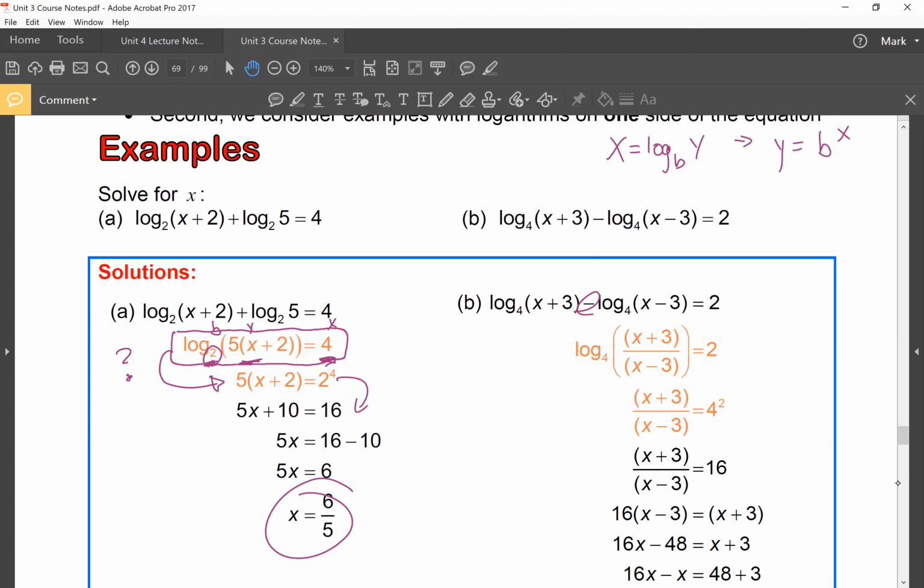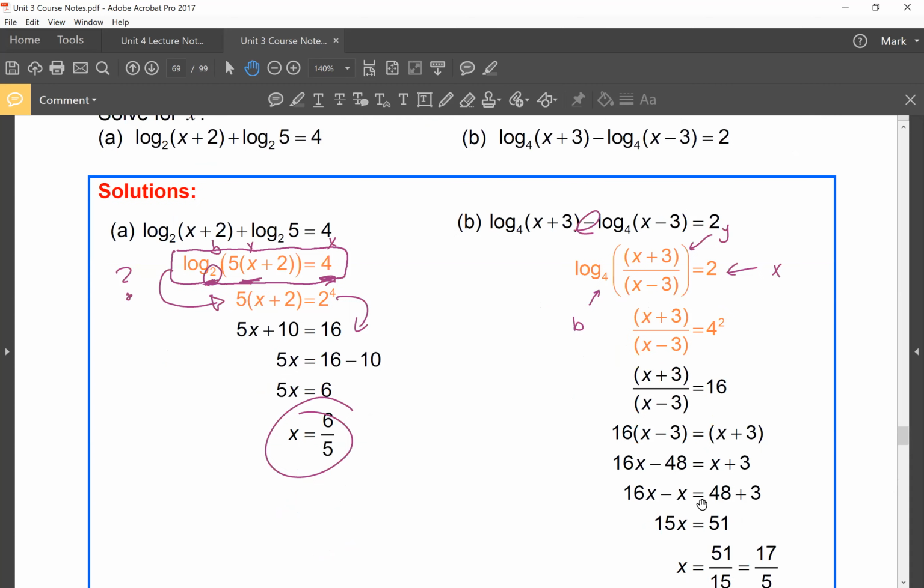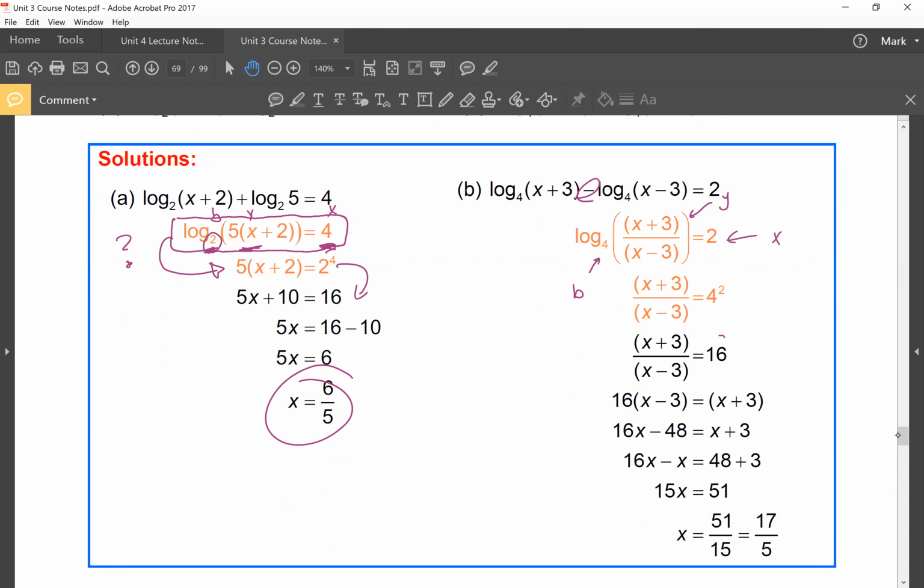So this is my b, this is my y, and this is my x. So x equals b to the power of y. Again, all I'm doing is changing it from a logarithm into exponential form. So I get (x plus 3) over (x minus 3) equals 4 to the power of 2. And then I solve. Again, I won't go through the algebra here, but I solve this equation. So the answer to this is 17/5.